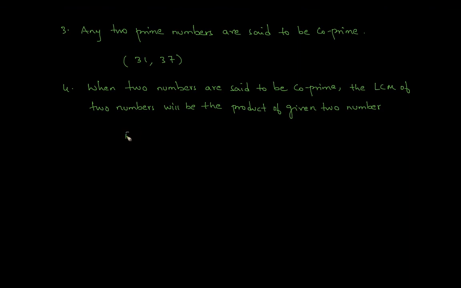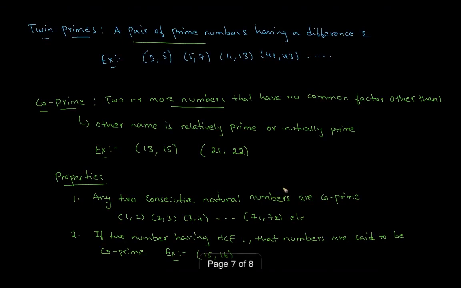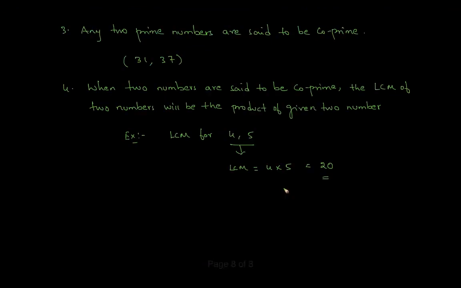For example, if you want to find the LCM for 4, 5, right? These two are co-prime numbers, right? So LCM will be the product of the given numbers, right? So 4 into 5, 20. So LCM will be 20. If you want to find the LCM for the co-prime numbers, just multiply them. That's all. Right? These are the properties for the co-prime numbers. Clear? Understood? Right. Next.